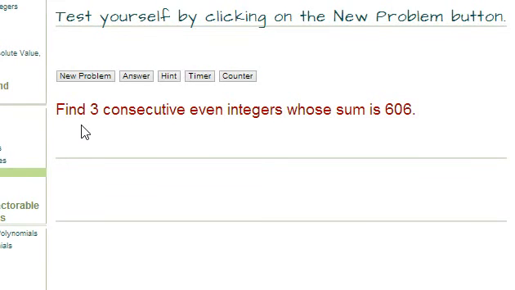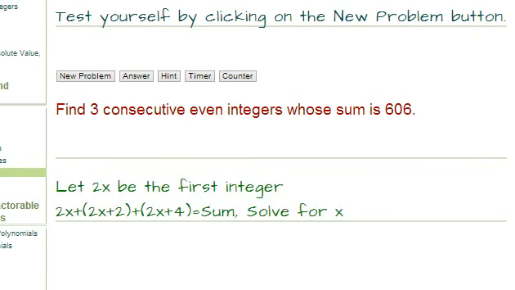Alright, I kind of like these problems. This is: find 3 consecutive even integers whose sum is 606. I'm going to help you out here. To be an even integer, if I multiply a number by 2, that's going to guarantee it becomes an even integer. So remember what integers are. So 2 times the number, and if they're consecutive, then it'd be the next following even integer. And their sum is 606.